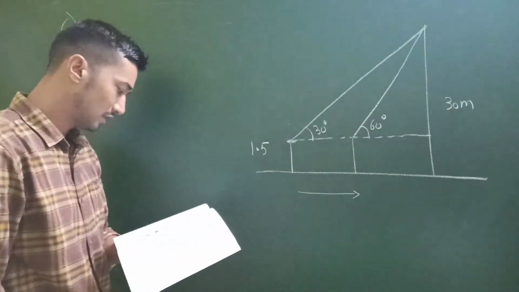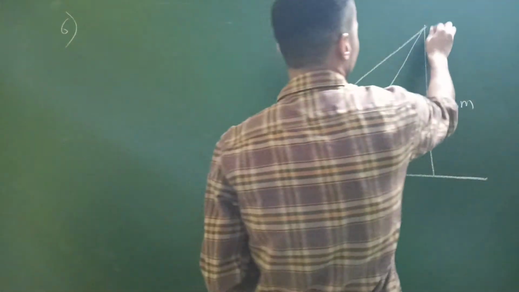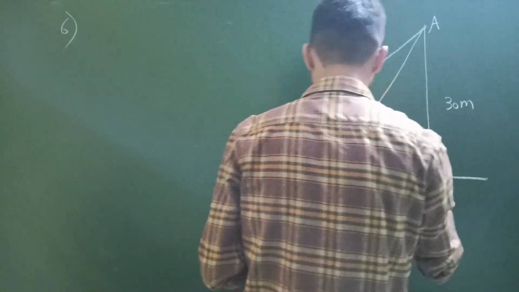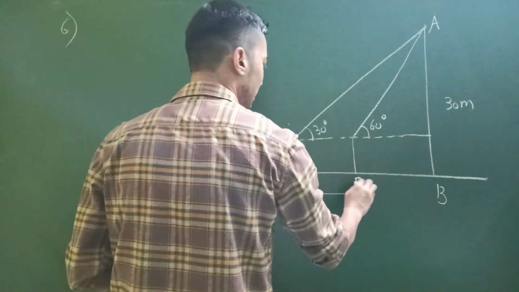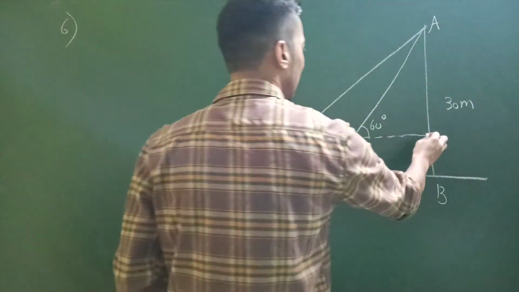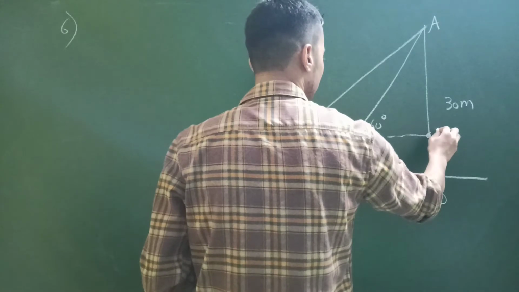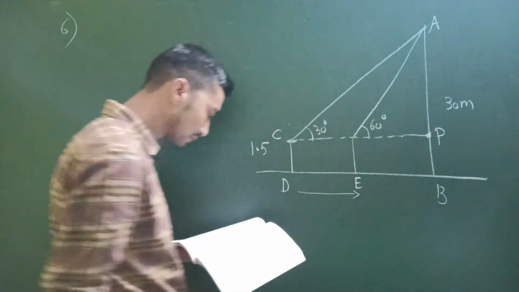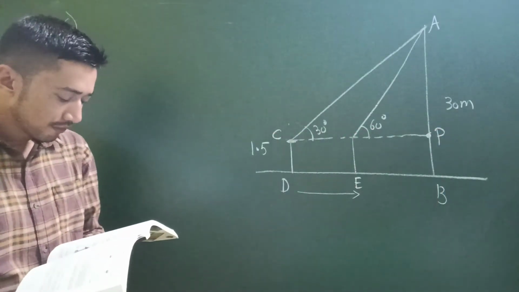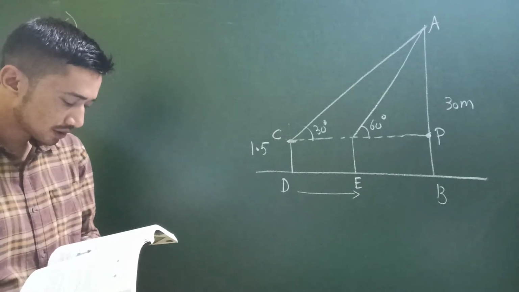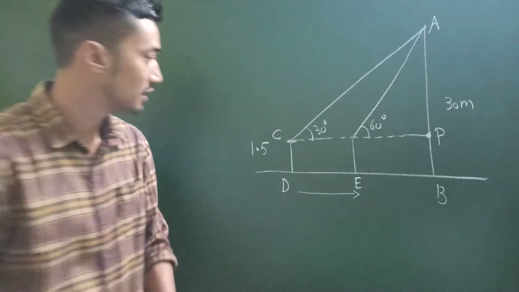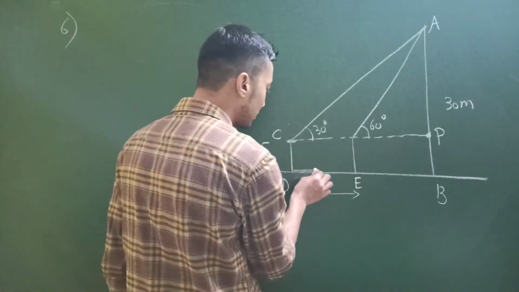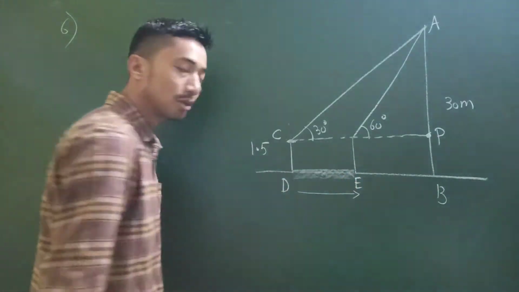Let the building be A, B. Height of the boy be C, D. Let him move from D to E. Let us just mark this as P. Now the question is, find the distance he walked towards the building. This is the distance he has walked towards the building.